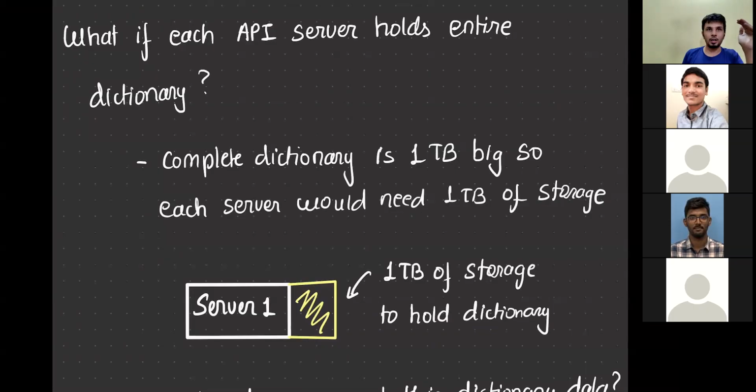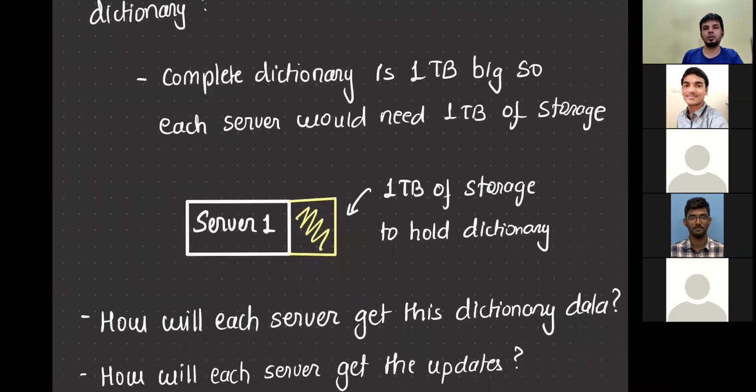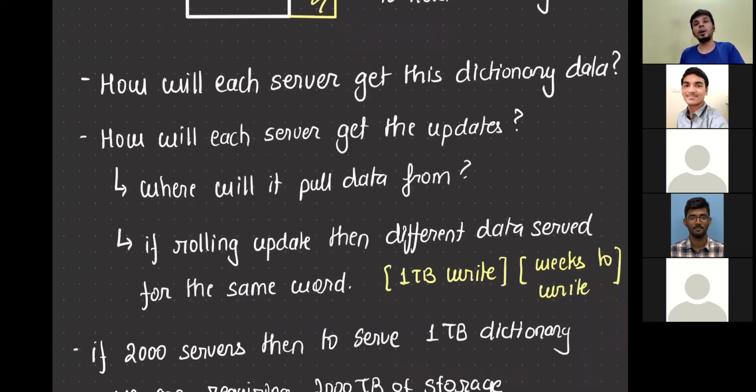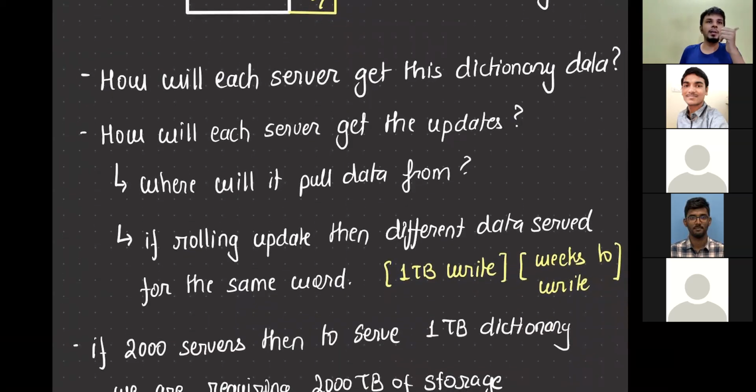Right. So if each server stores its own file, and the complete dictionary is 1 terabyte big, each server would need 1 terabyte of storage. So although our servers were lightweight, now that 1 terabyte of massive storage is attached to each to hold the dictionary. Now, when we do this, there comes another problem. How will each server get this dictionary data? Not the updates, but the first data that it gets.